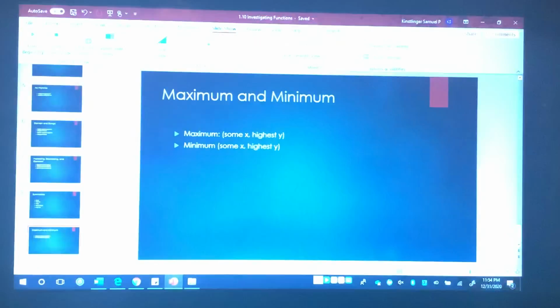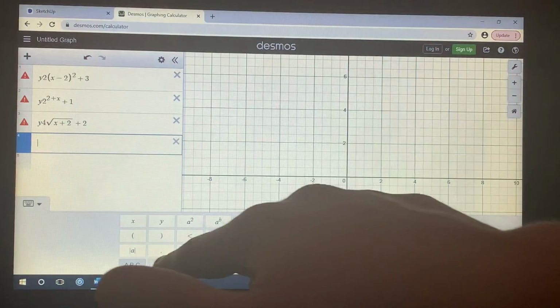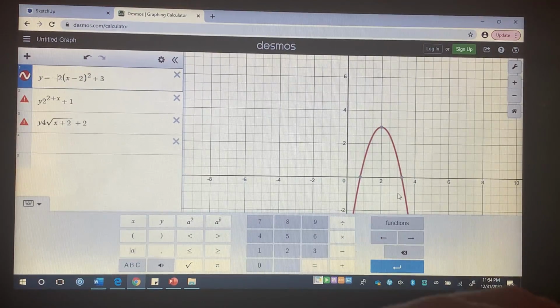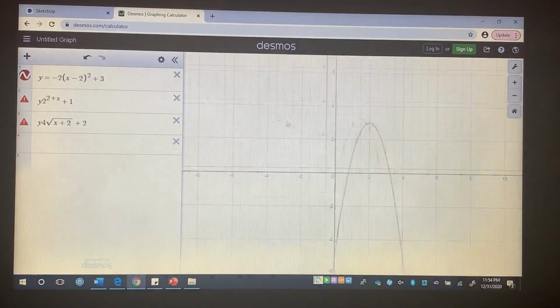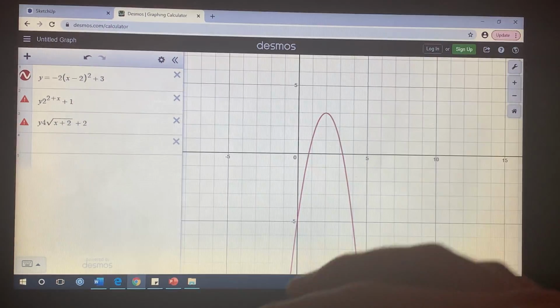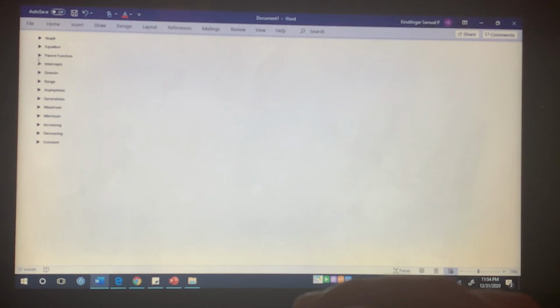That's the end. So now we go on to Desmos. Let's look at our first one. Now, move that over. We already know that's the equation, and that's the graph. So we're going to move this over maybe. Zoom out a little bit. There we go. So let's look first. We have the graph, equation, parent function.